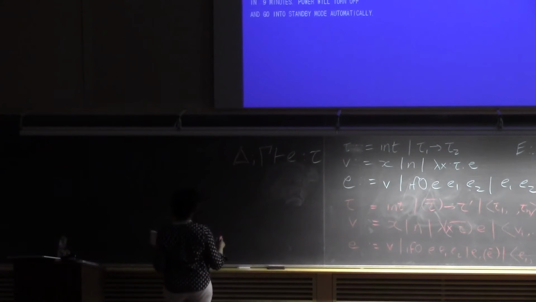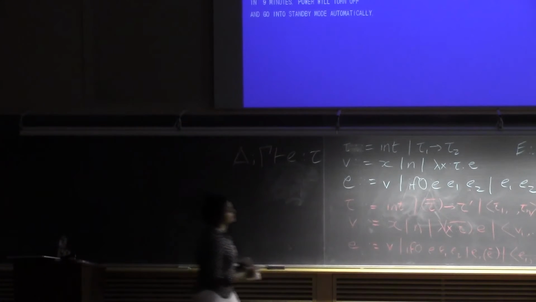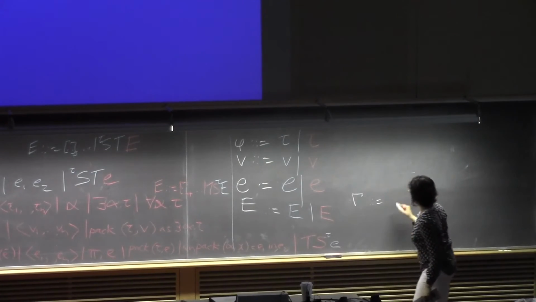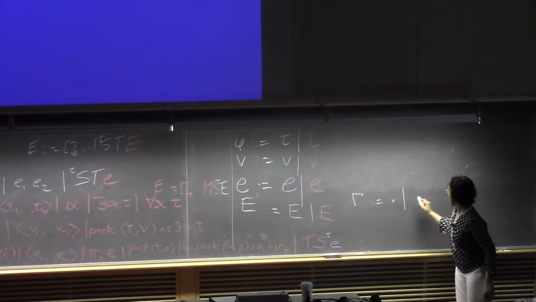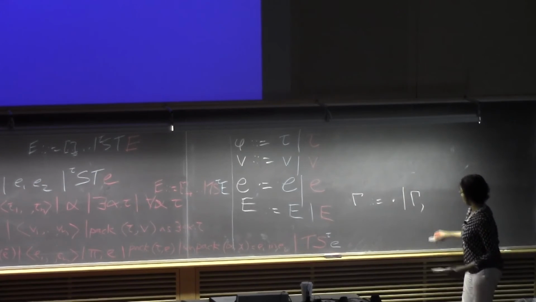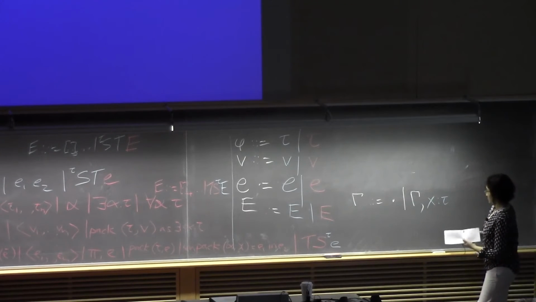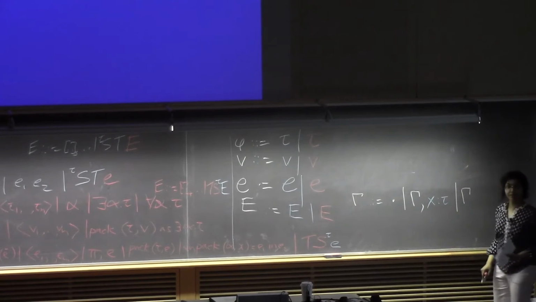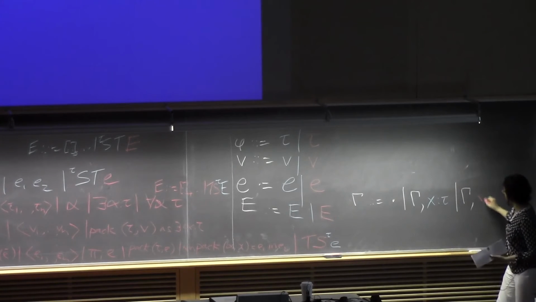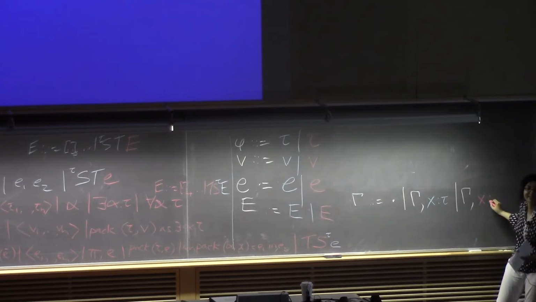So what we need to do for that is we need to define, let's extend the grammar here. Gamma is going to be either empty, or it's going to be the multi-language gamma with a blue variable with a blue type, or it's going to be a multi-language gamma with a red variable with what type do you think? Red tau? Blue tau plus.